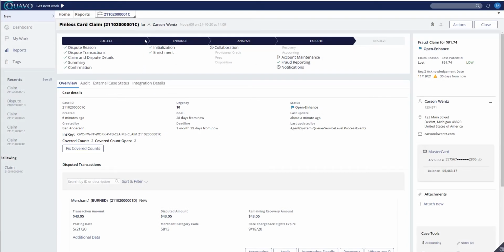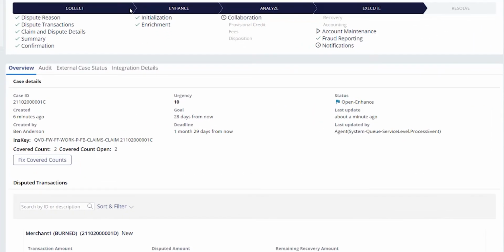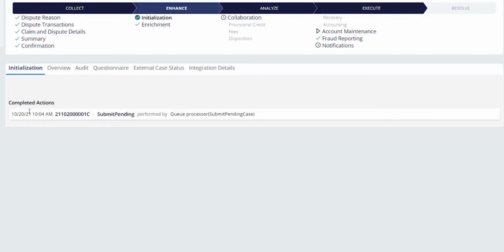To start, we have the collect stage, which houses the information that we gathered through the intake of this case. The information gained in the collect stage is completed by the intake agent or is entered by the cardholder through a self-service option and is already completed when the investigator begins to work the case. The next stage we have is enhance.